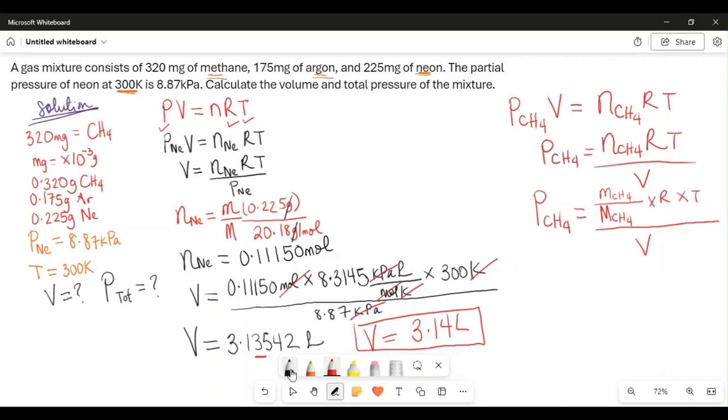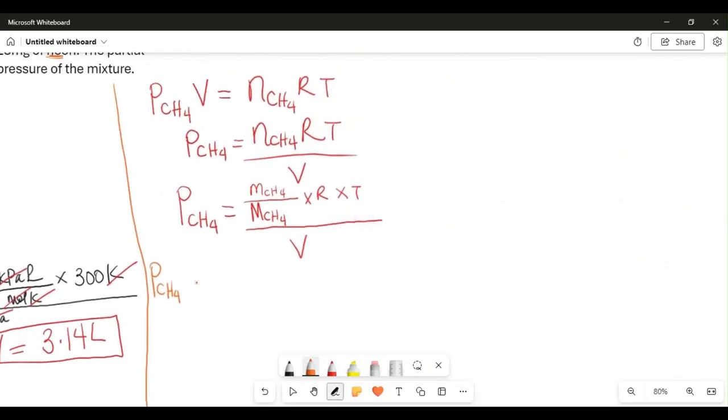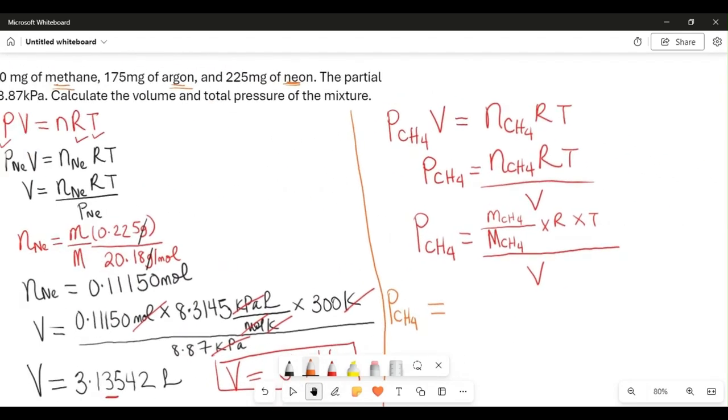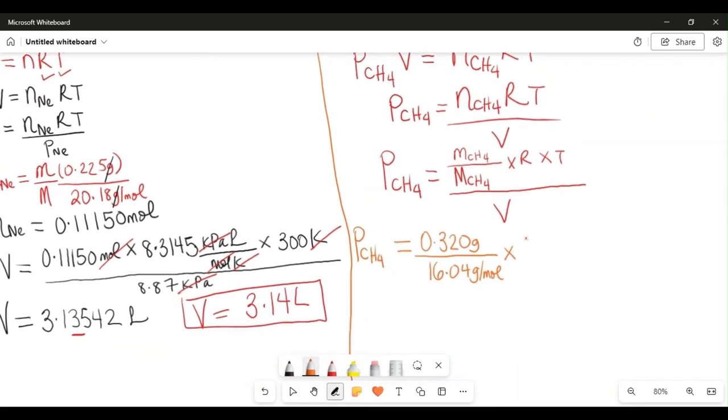And when we do that, let me draw something that separates it. So the pressure of CH4. Let me make this a little bit smaller so we can focus on this part of the work. We have the mass of CH4. We've been given it over here to be 0.320 grams. So that would be 0.320 grams divided by the molar mass of methane. You can Google what that is online. The molar mass of CH4, which is methane, is 16.04 gram per mole. Times R, which is simply 8.3145 kilopascal times liters divided by mole Kelvin, times the temperature, which is 300 Kelvin. All of that information divided by volume.